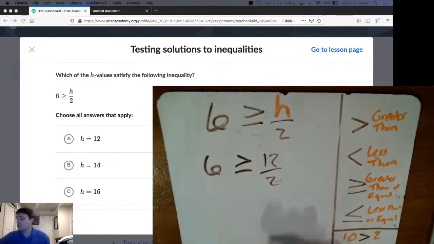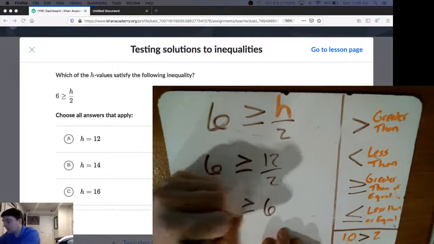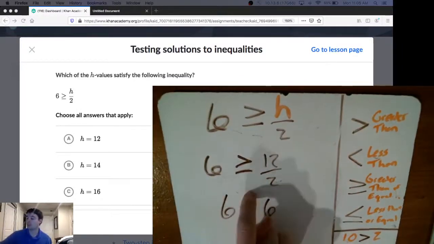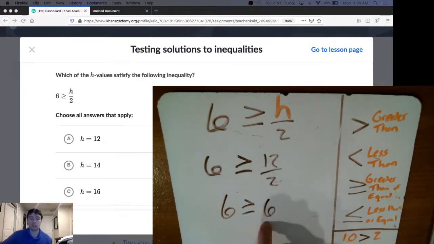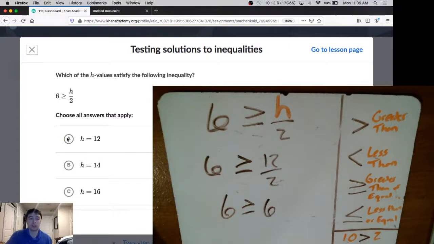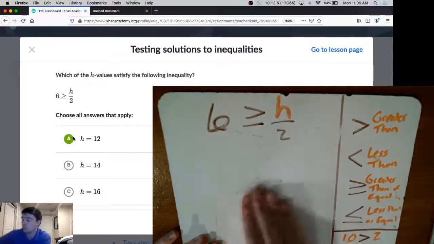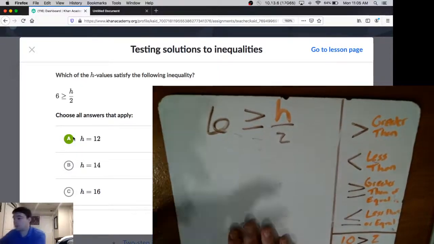12 divided by 2 is going to give me 6. So when I plug in a 12 for h, the inequality says 6 is greater than or equal to 6. That's a true statement. 6 isn't greater than 6, but it is equal to itself. So A could be an answer because it spits out a true statement in the inequality when we substitute h for 12. Now I'm going to plug in a 14.